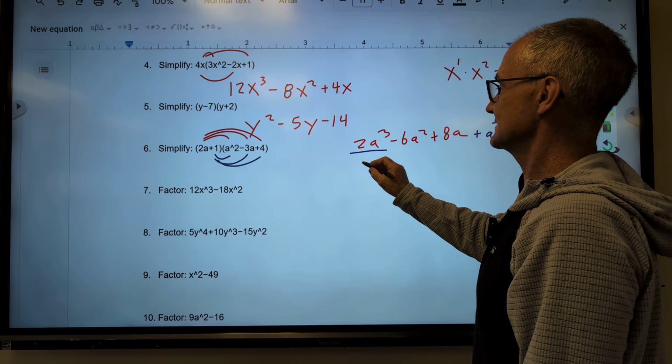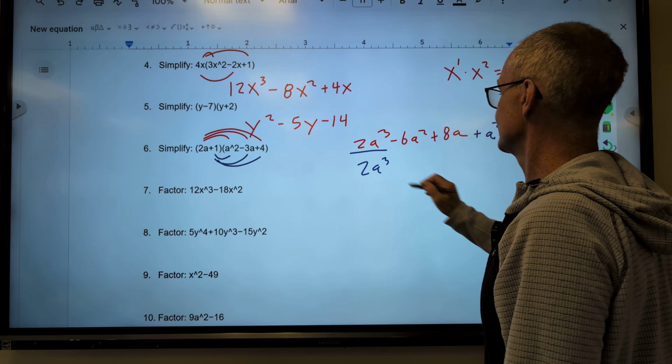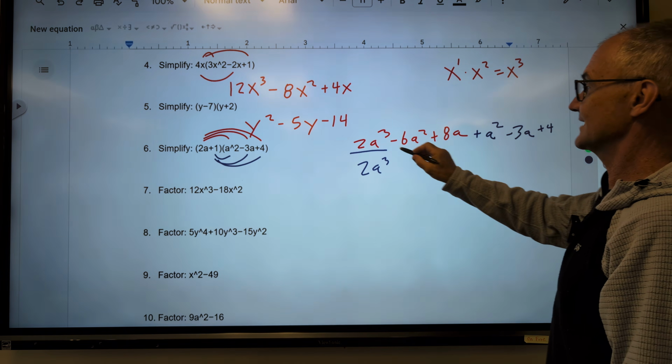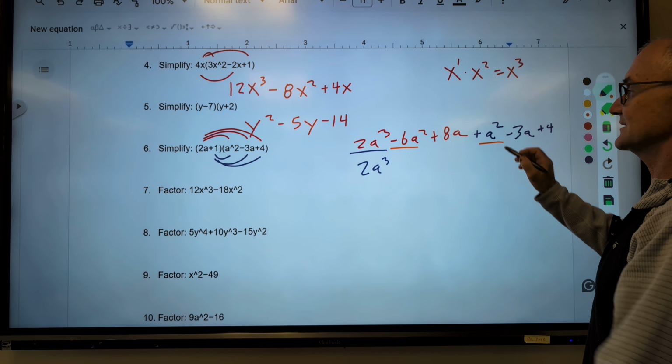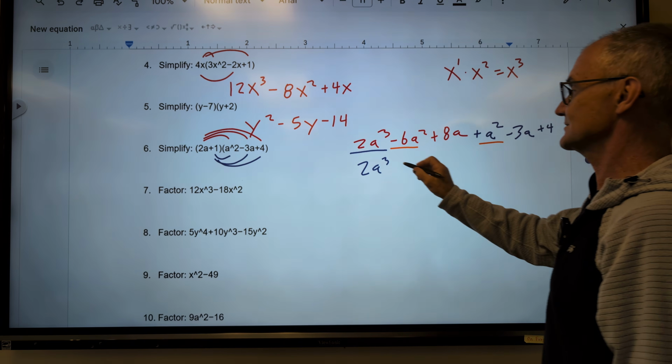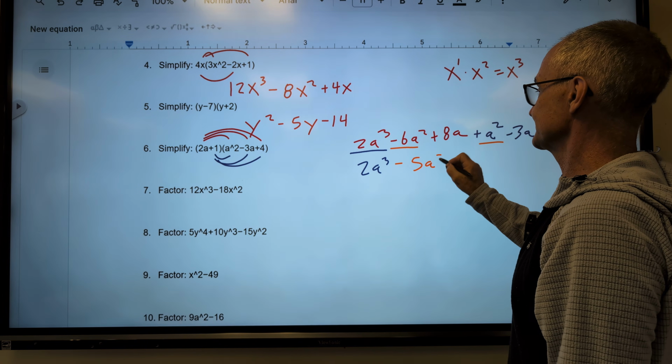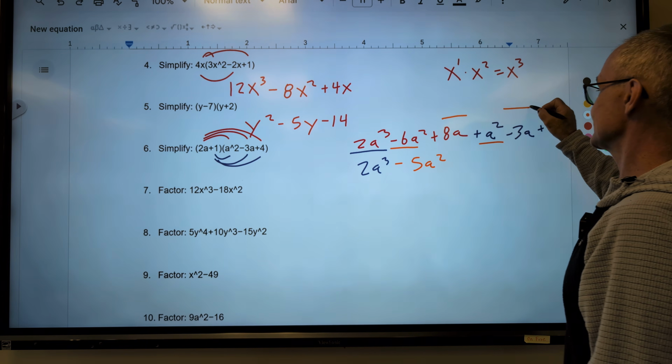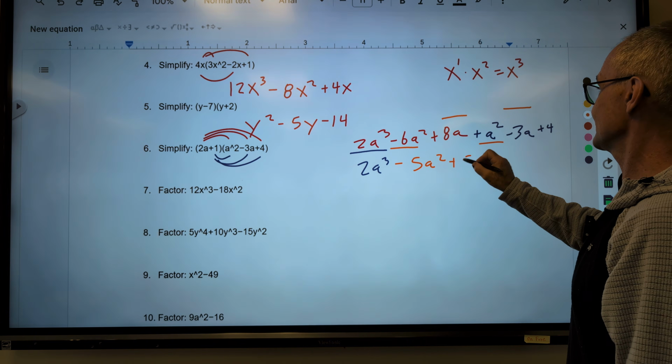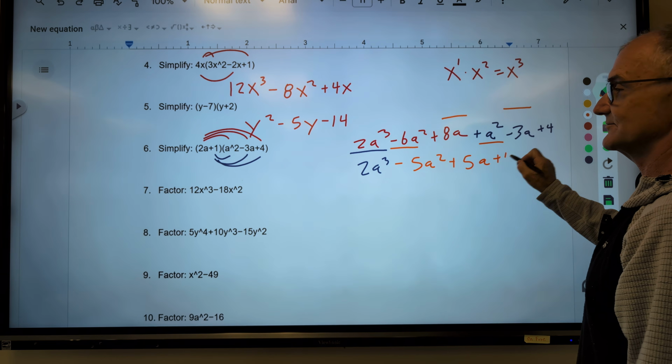There's only one a to the third. Then after that, I have an a squared and an a squared. Negative 6a squared plus a squared, negative 5a squared. 8a minus 3a is 5a plus 4.